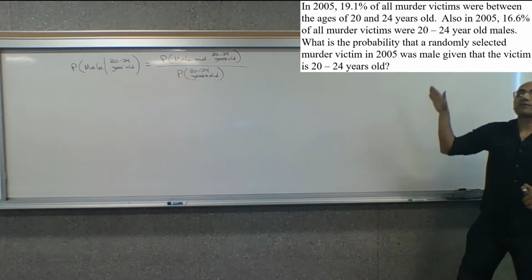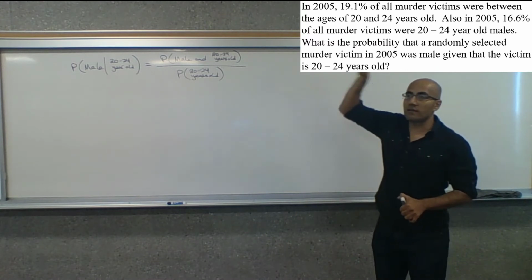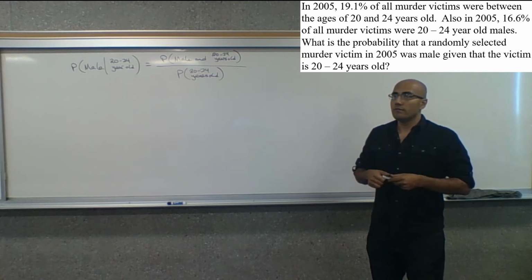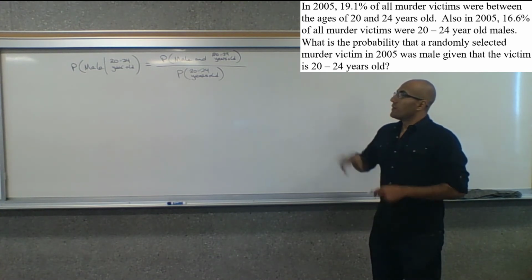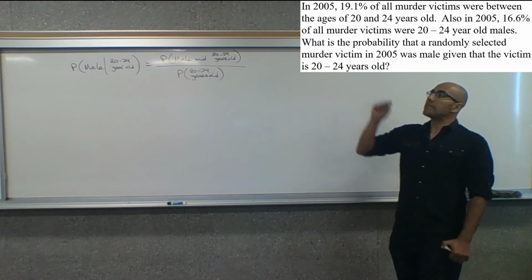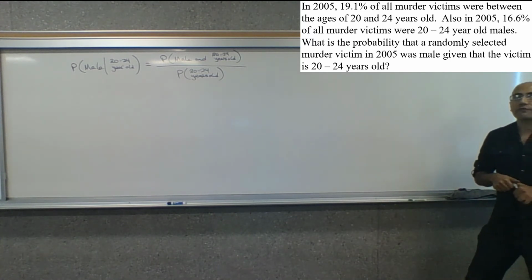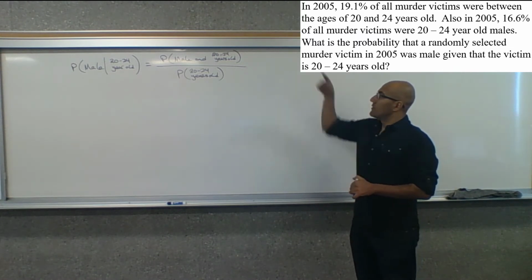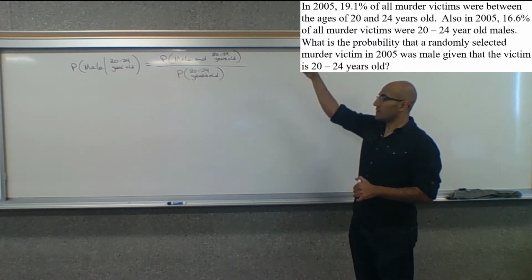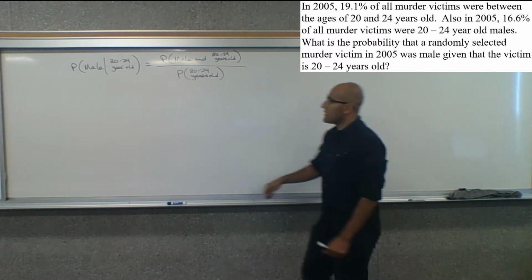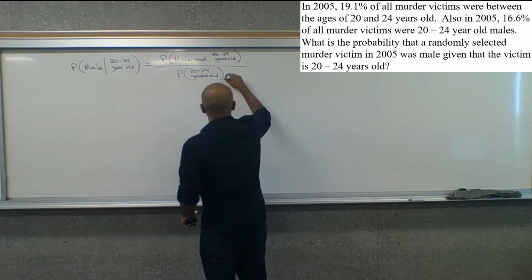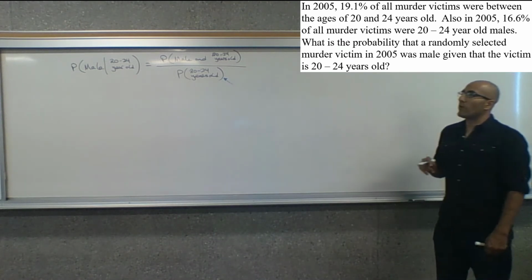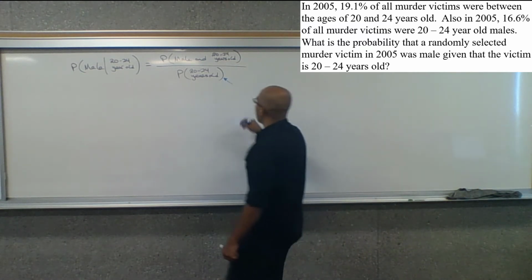In this case, I don't have to go to the other part of my definition of the number of elements, because I don't have any number of elements, I have probabilities. Good? Questions? Okay, so the probabilities they gave us: 19.1% of all murder victims were between the ages of 20 and 24 years old. Does that look like the numerator or the denominator? That's the denominator, right? The probability that a randomly selected murder victim is between the ages of 20 and 24 years of age.